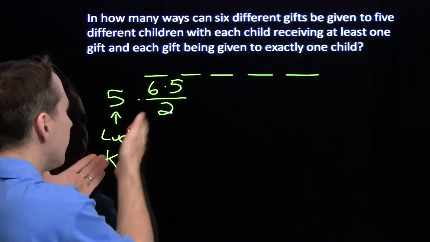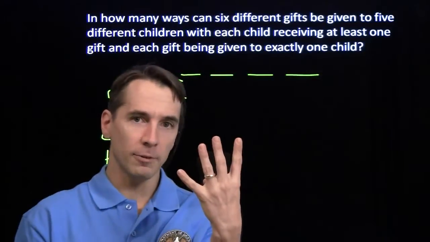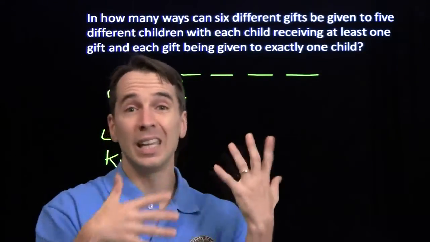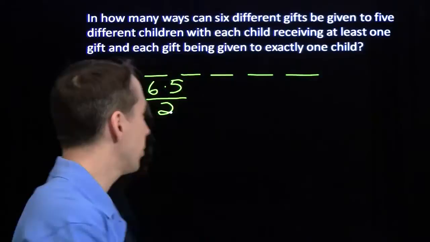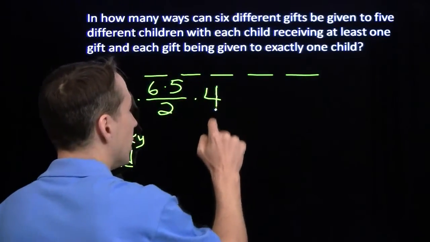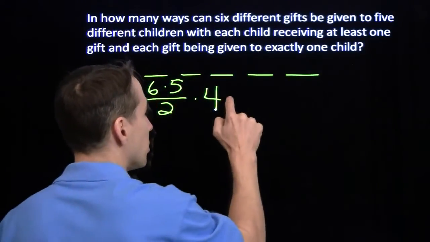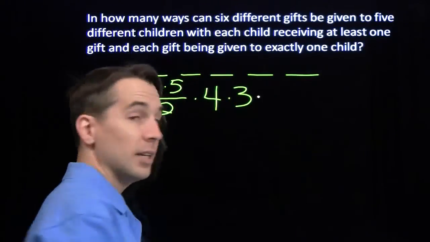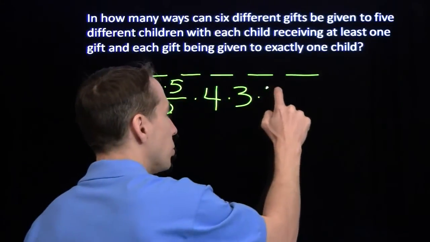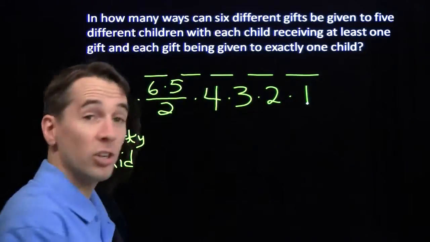So now that we've given out the 2 gifts to the lucky kid, I've got 4 kids left and 4 gifts left. Each kid gets 1 gift. We know how to handle this. First kid has 4 options. There are 4 gifts left that I could give out. Second kid that comes up, 3 options, because there are 3 gifts left. And the next kid, well, there's only 2 gifts left, so there's only 2 choices there. And then the last kid gets whatever's left. And there we go. There's our answer.